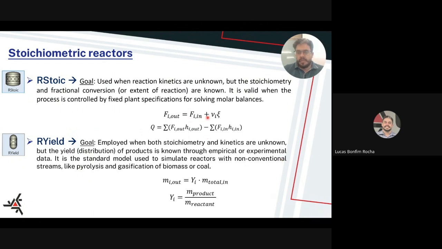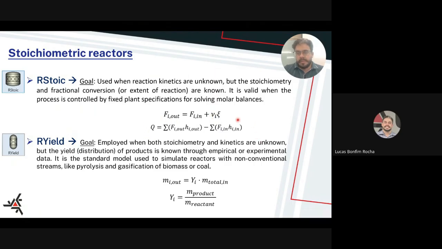Here we have the molar balance for the system, considering the extent of the reaction, which has a direct relation to the conversion. And here we are considering steady state. So what's leaving the reactor equals what's entering the reactor plus or less what is reacting. Less if it's a reactant, and we are summing if it's a product.